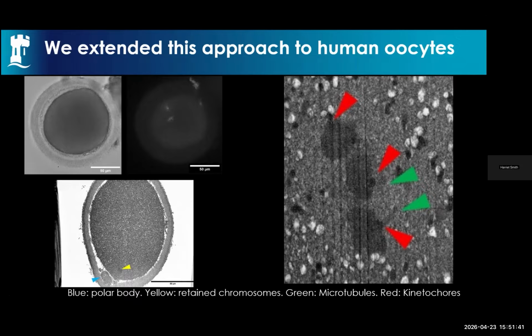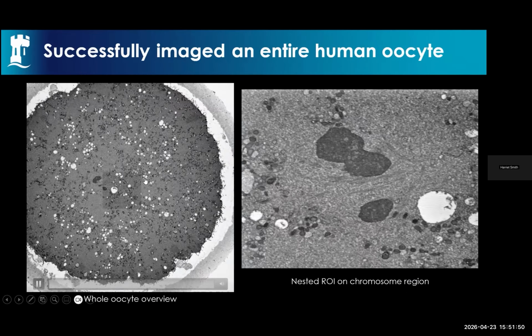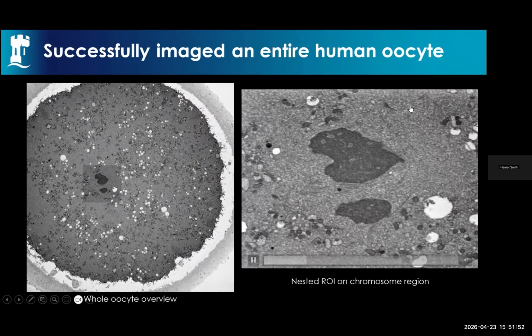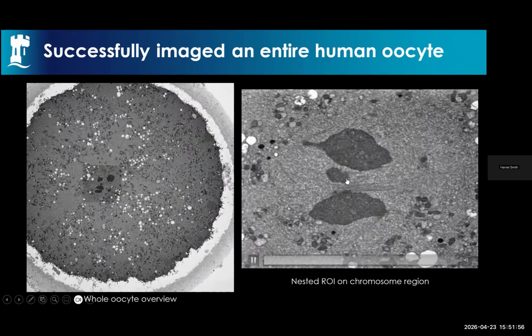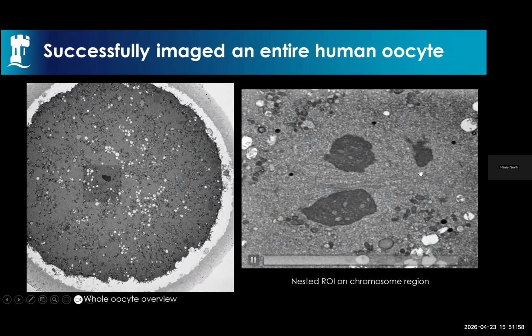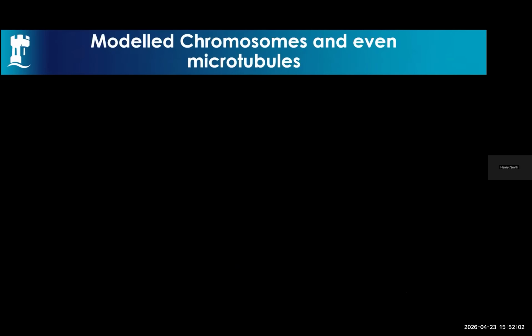I did manage to image quite a few human oocytes using this technique, and you can see one of them here. And then this is the nested region, which was slightly higher resolution, with the chromosomes themselves and the microtubules present inside them. I was then able to model those chromosomes and even some of the microtubules.